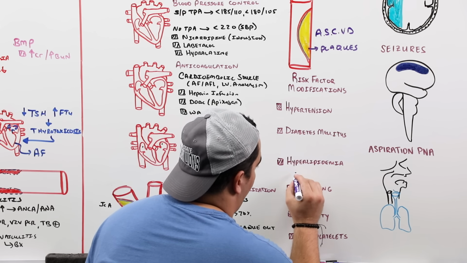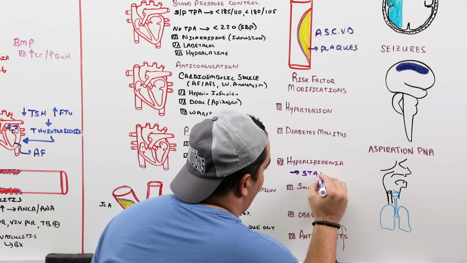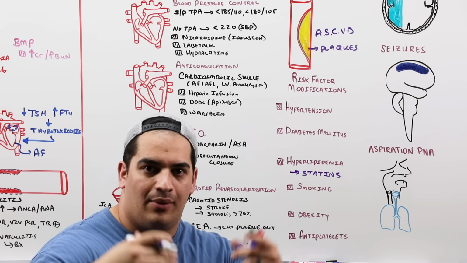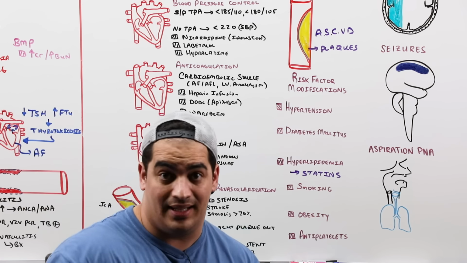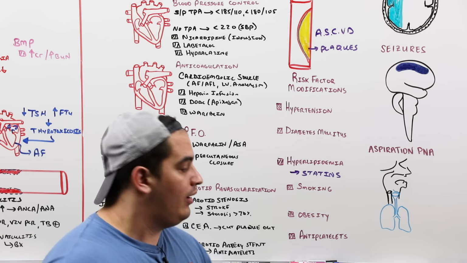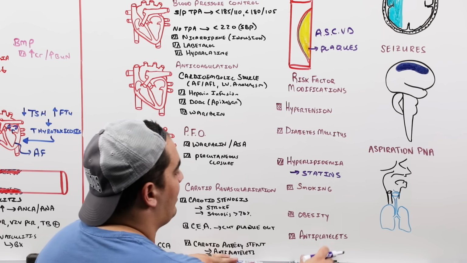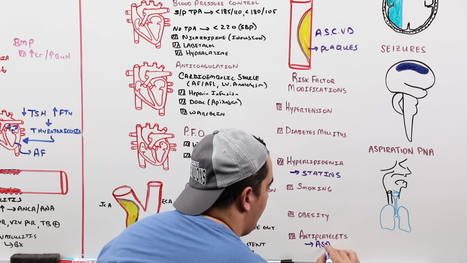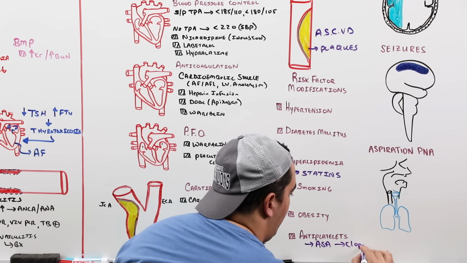We'll write this one down here because this one is important to remember. This one is statins. Okay? Statins are very important. You should remember those. Atorvastatin, rosuvastatin, they need to be on high intensity statins. Smoking, stop smoking. Obesity, lose weight. And antiplatelets, going back to that anti-thrombotic thing, think about aspirin or clopidogrel.